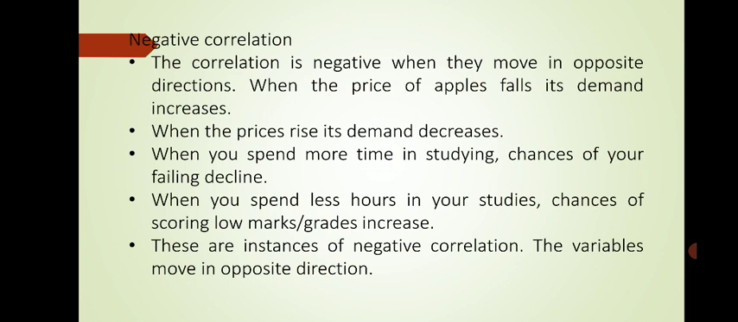Such a correlation is found between sales of woolen garments and the day temperature, and also yield of crops and price. An increase in the value of the independent variable is associated with a decrease in the value of the dependent variable, and vice versa. If there is no relationship between two variables, they are said to be independent or uncorrelated.